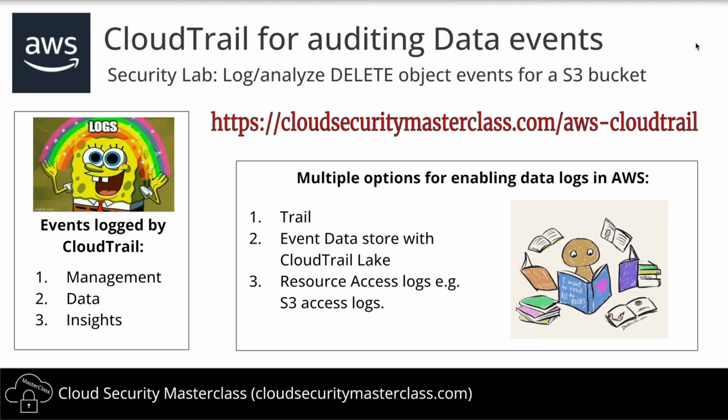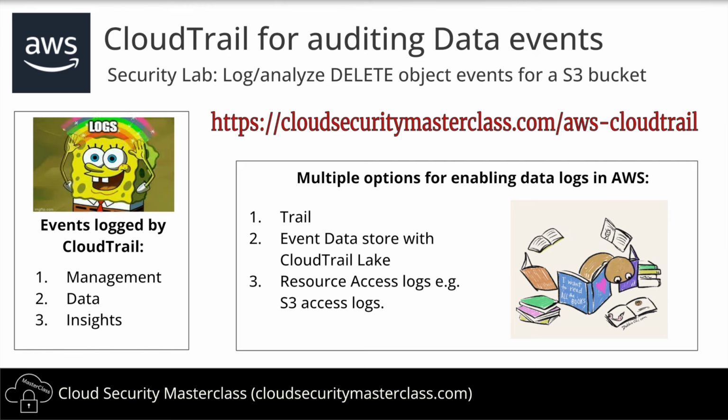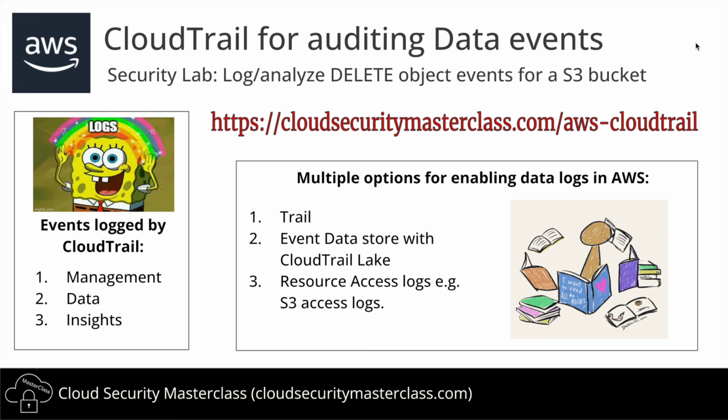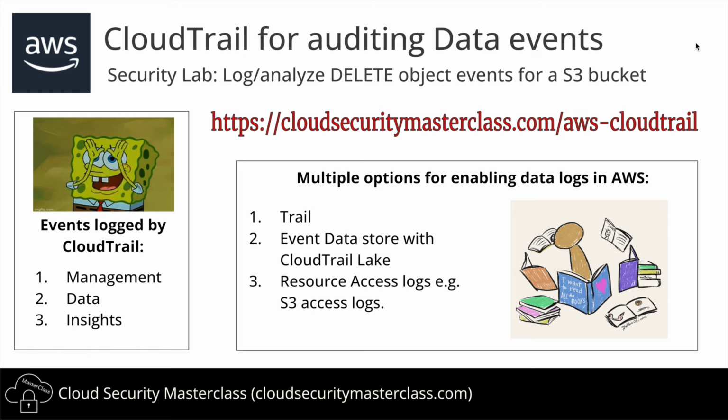Also important to note is that the process that we use in this lab to create these data events is not the only way to do this in AWS. We will be creating a CloudTrail resource called Trail to detect data events, but you could also do this by creating an event data store in CloudTrail Lake, or you could also create resource logs like S3 access logs. Both of these topics I hope to cover in future videos.